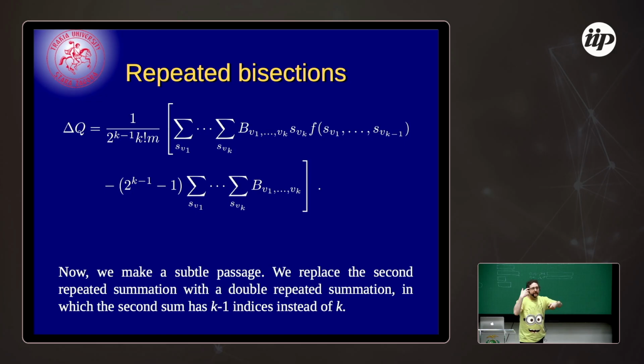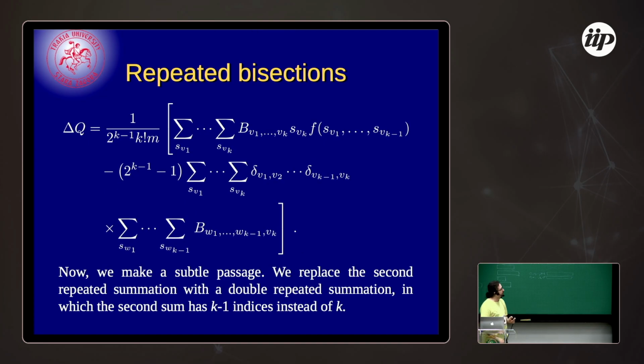Next thing we do, attenzione here, we take this sum over here and we turn it into a product of products of sums. Why this? Because the second repeated sum is going to be not over k, but over k minus 1 indices. And I'm going to choose particularly some dummy indices, I think I call them w here, and I'm going to put deltas in between. So what's going on here?